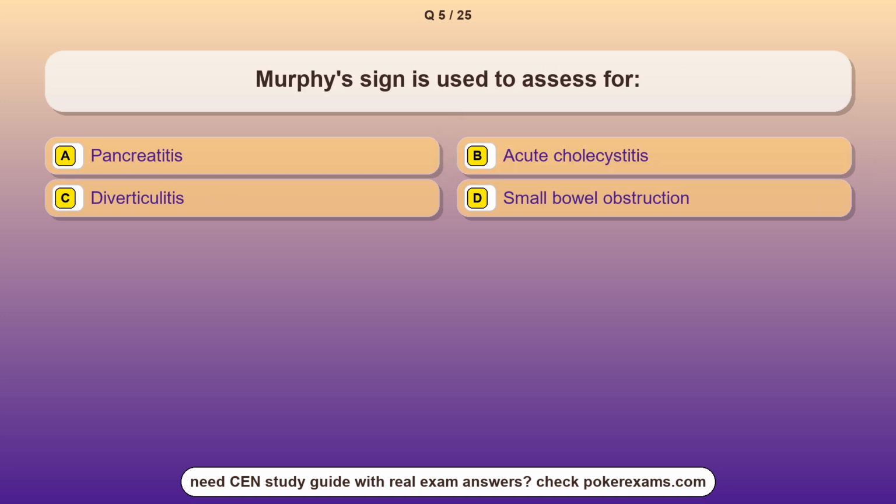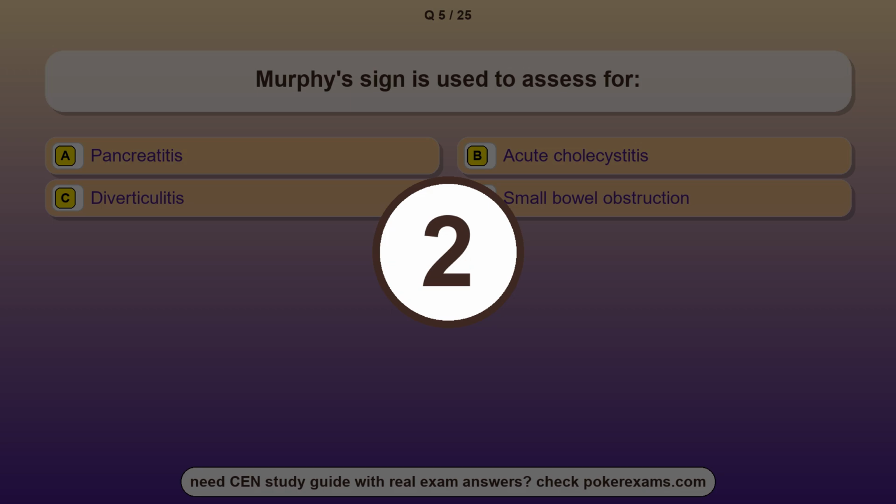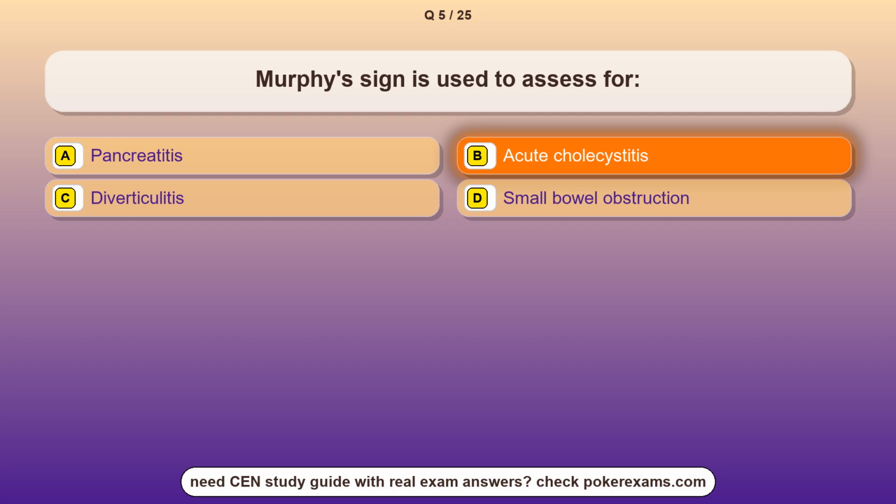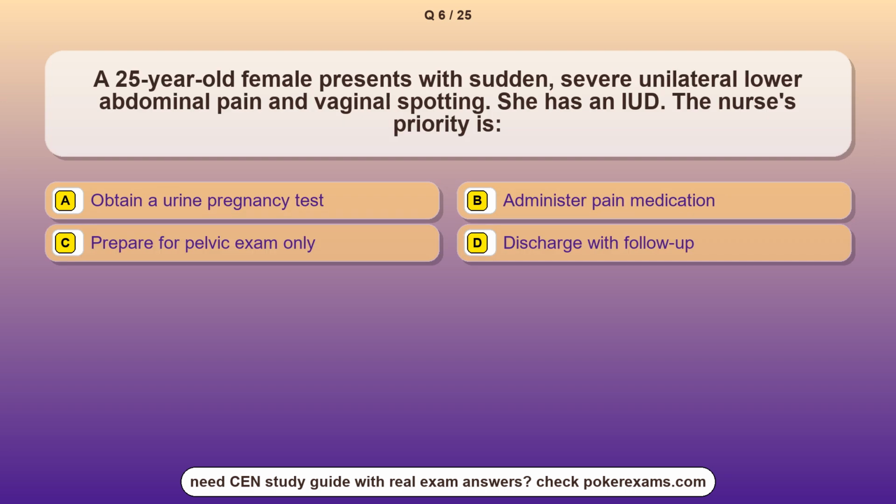Question 5. Murphy's sign is used to assess for: Option A. Pancreatitis. Option B. Acute cholecystitis. Option C. Diverticulitis. Option D. Small bowel obstruction. The correct answer is option B. Acute cholecystitis.